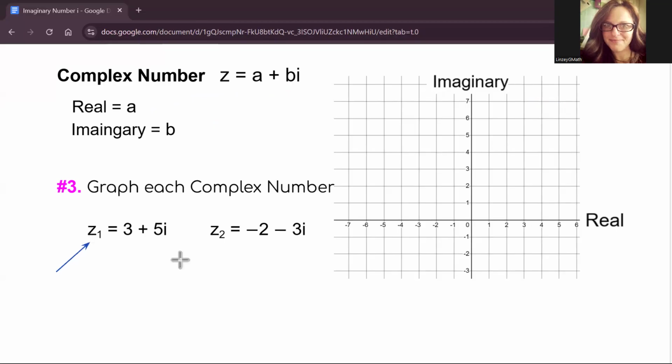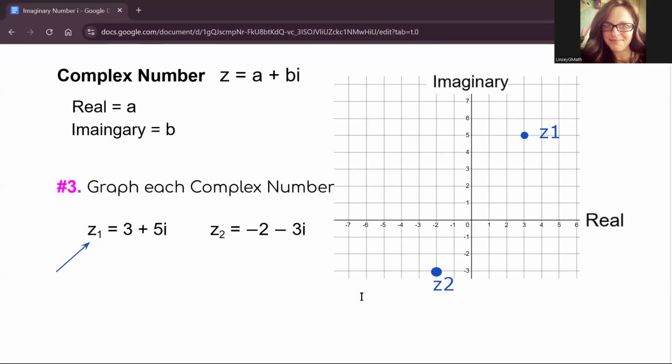Let's graph the complex number z sub 1. 3 is the real number part, so we will go to the right 3, and then up 5 on the imaginary axis. And this is z sub 1. Number 2, z sub 2. We'll go -2 to the left on the real number axis, and then down 3i on the negative imaginary axis. And that is z sub 2.